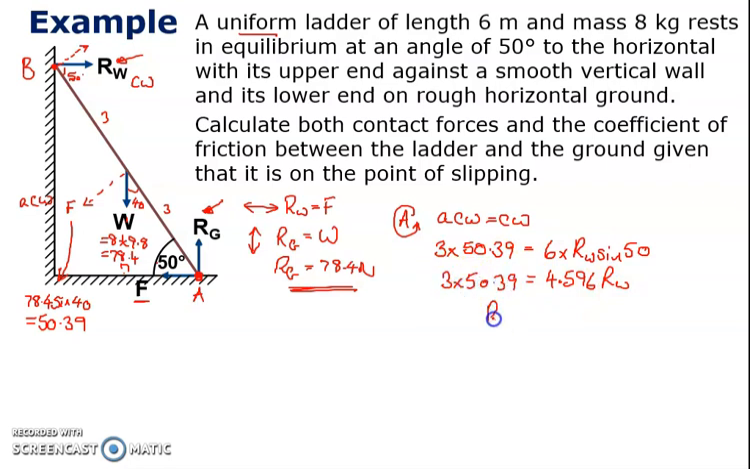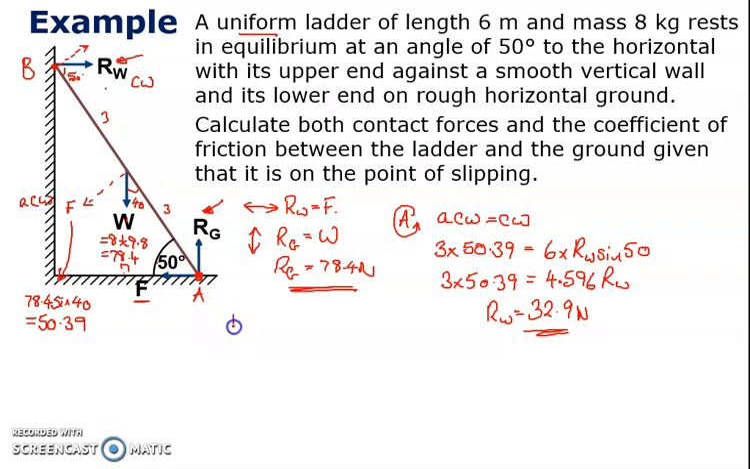So obviously RW is 3 times 50.39 divided by the 4 and a bit, the last answer. I get a slight rounding error potentially, but 32.9 newtons. So I've now worked out RW. I've also worked out F by definition, because RW equals F. And I've got the two contact forces. The one thing I haven't yet got is the coefficient of friction between the ladder and the ground.